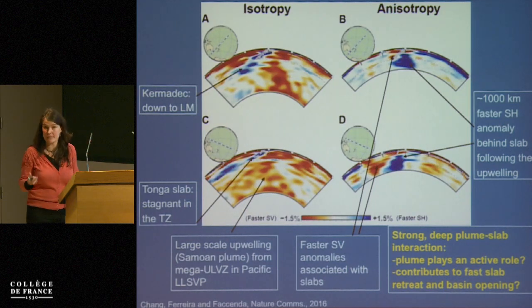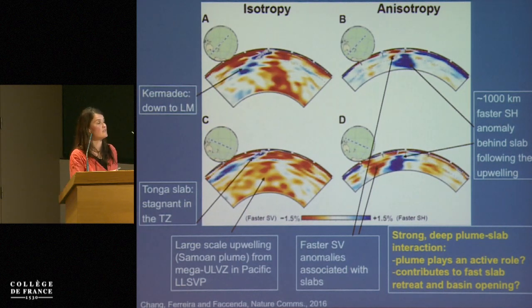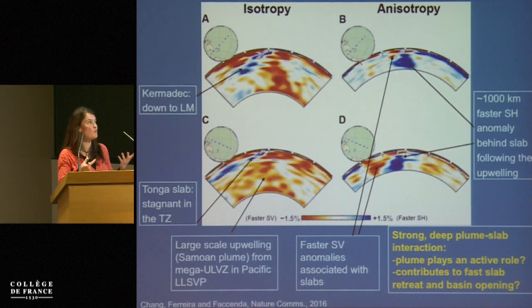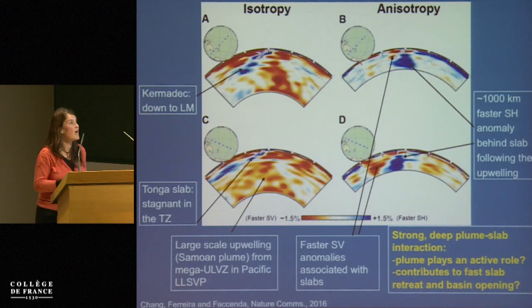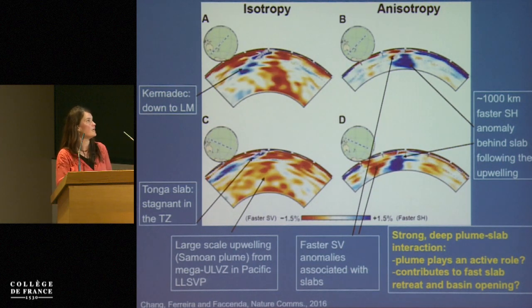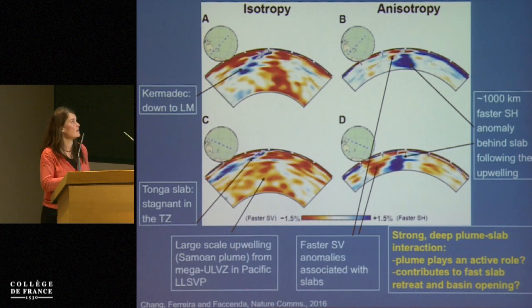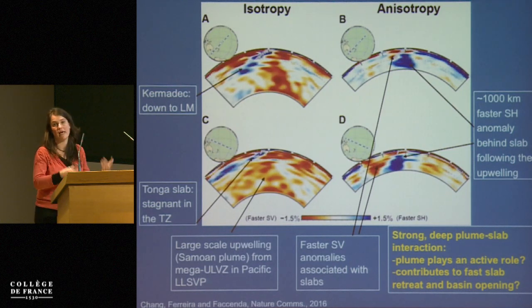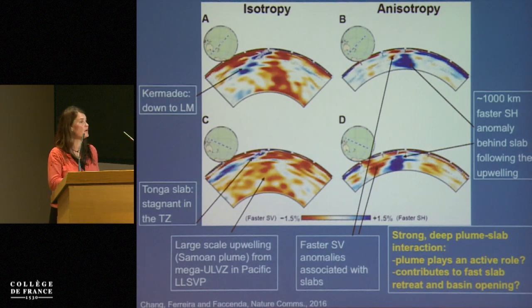This had actually been suggested before. Mike Gurnis had hypothesized that, and as well reported, for example, that looking at beach balls, focal mechanisms of earthquakes in this region, there seems to be some sort of upward tension there. As well, the Tonga-Kermadec setting is quite unique. Like I said, not only is the Tonga slab stagnant whereas Kermadec goes below, but it's also a very fast slab. It's the fastest retreating slab on Earth. It has huge amounts of deep seismicity compared to other places.